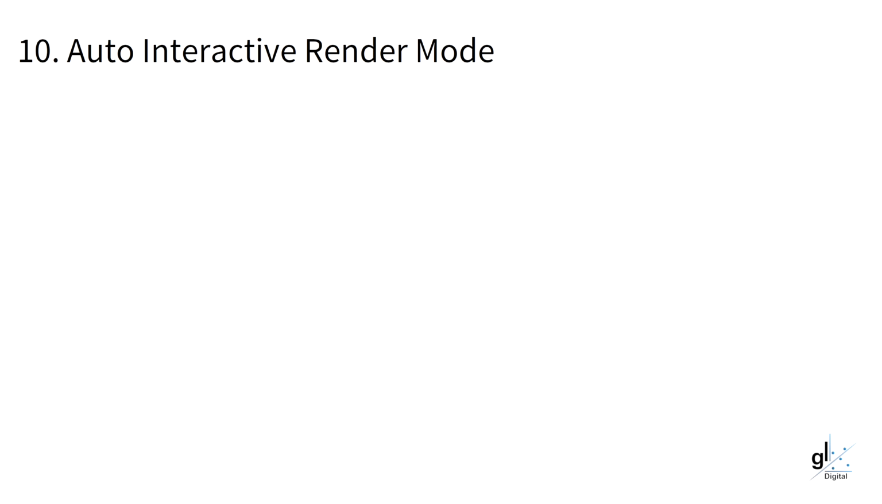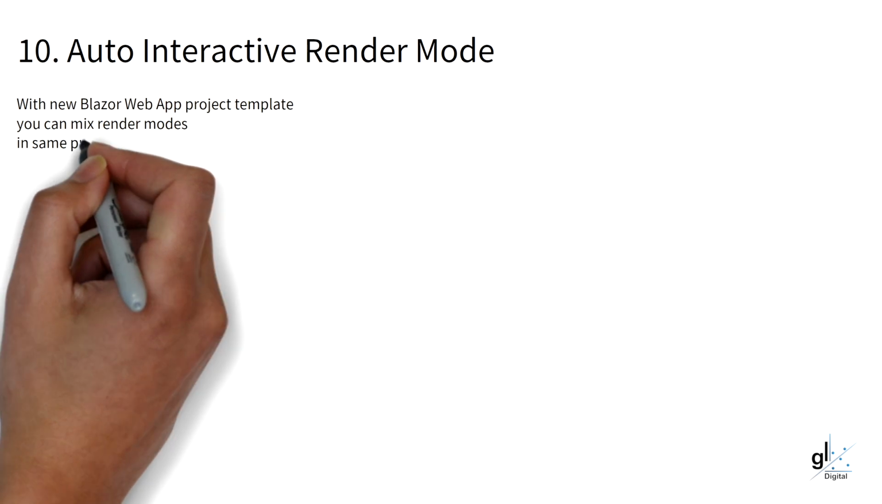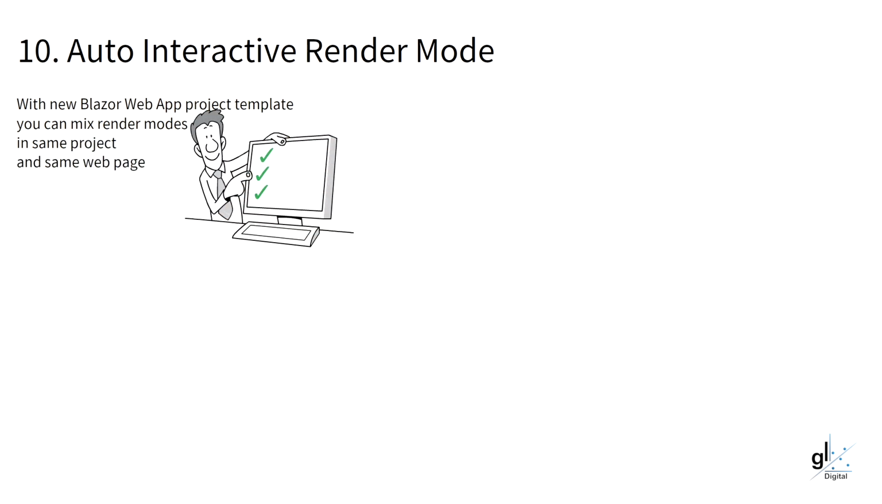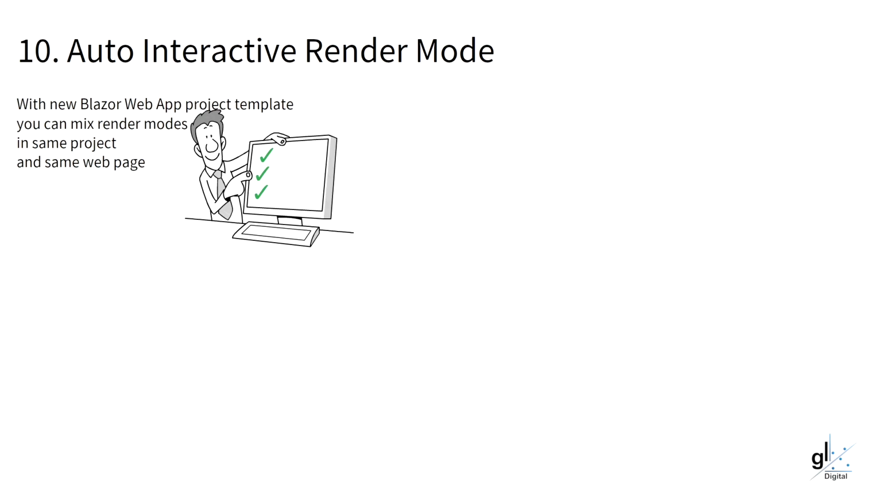This is a feature that has recently been shipped with the official release of .NET 8. With the release of .NET 8, you are able to leverage a new project template named Blazor Web App. Before .NET 8, you had a choice for the creation of Blazor applications between the Blazor Server project template and the Blazor WebAssembly project template.